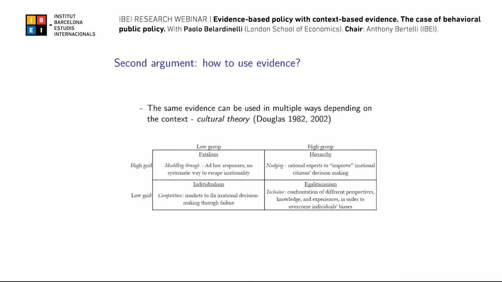For example, individualism. Of course, here the solution is always competition and incentives. So basically, the argument would be that if we are making mistakes, those who are making mistakes will fail, and so there will be a learning process, and irrationality will disappear thanks to the incentives that are involved in a competitive mechanism.